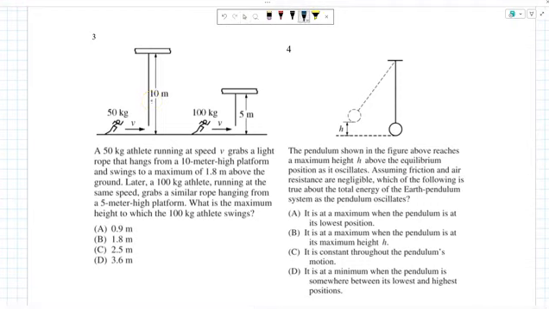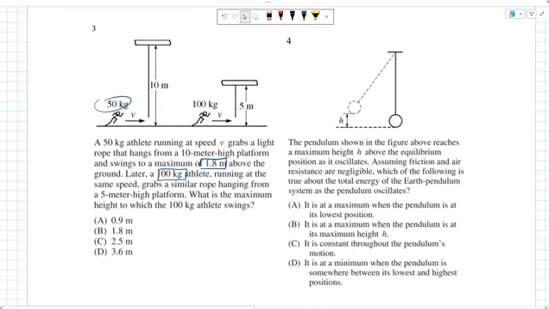All right, question 3, we have this athlete running. So the first athlete, 50 kilograms, runs off a 10-meter high platform with the rope, swings to a height of 1.8 meters above the ground. Later, a heavier athlete running at the same speed does the same thing. We want to know the maximum height to which the 100-kilogram athlete swings. One thing that we need to keep in mind as we're looking at this is that yes, the 100-kilogram athlete, because kinetic energy is 1/2 mv squared, is going to have twice the energy.